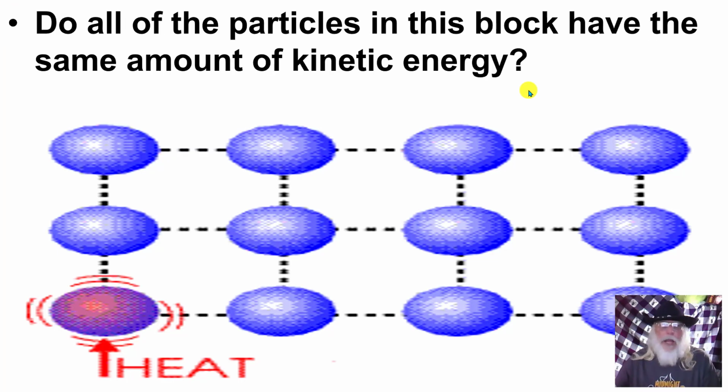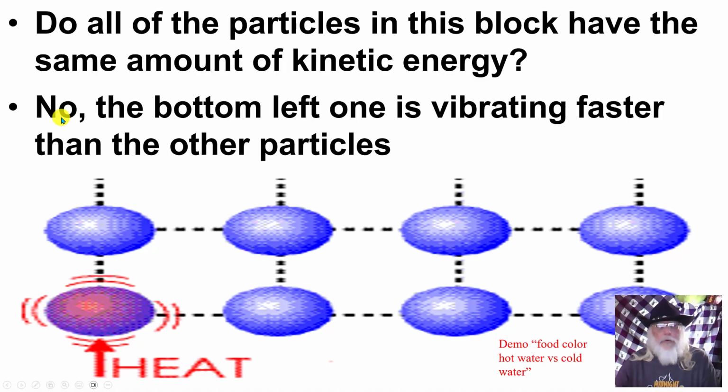Do all of the particles in this block have the same amount of kinetic energy? So let's say this is a metal block. If we start heating up this bottom corner, this particle will have more thermal energy than this particle, more thermal energy than this particle, more thermal energy than this particle. They all have the same amount of mass, yet this one is going to be moving faster than those three. So this part is vibrating faster than the others. So no, the kinetic energy is not the same throughout every particle. Therefore, all of the particles in the block do not have the same kinetic energy.